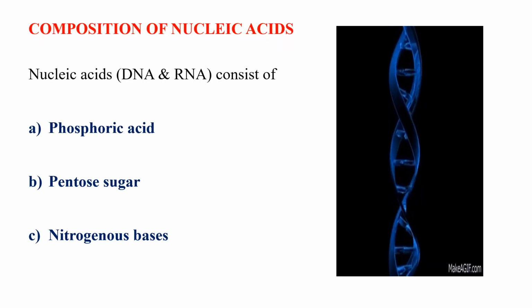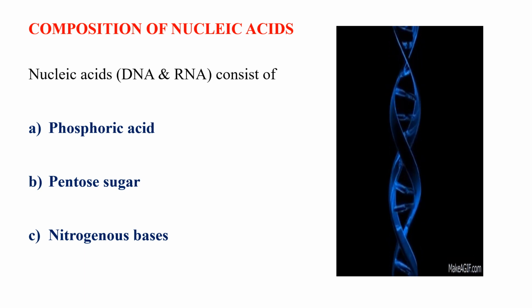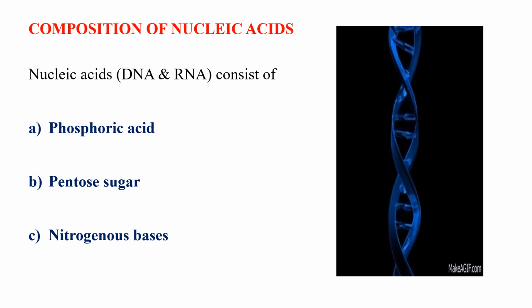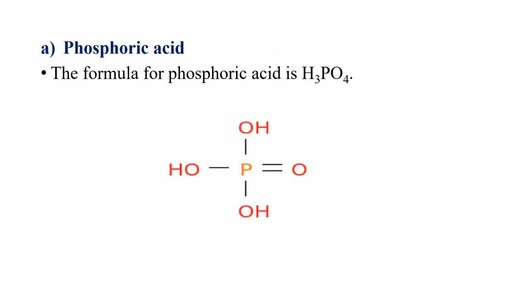Composition of nucleic acid. Nucleic acids, DNA and RNA, consist of phosphoric acid, pentose sugar, and nitrogenous bases. Phosphoric acid, the formula for phosphoric acid is H3PO4. That means it contains 3 hydrogen atoms, 1 phosphorus which is located at the center of the structure, and 4 oxygen atoms, out of which 1 oxygen is a divalent oxygen atom.